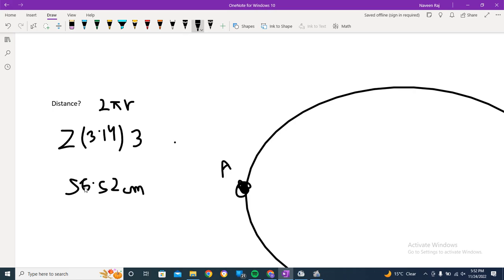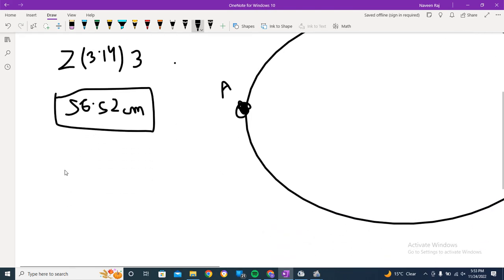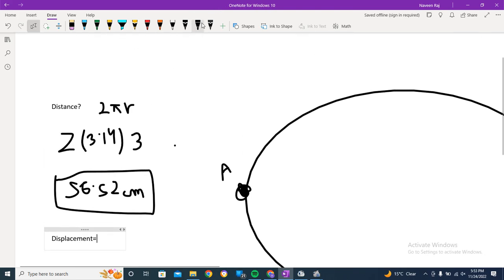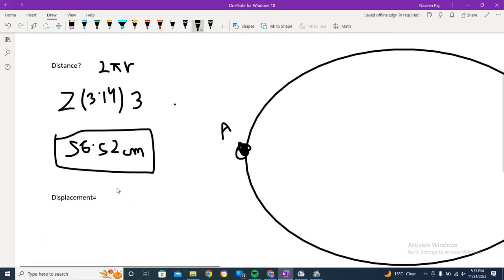Now this is the distance, remember this. Now what about the displacement? What do you think the displacement would be equal to? Is there any formula to find it out? I do hope that you have guessed the answer. The displacement in this case would be equal to 0. Now what is the reason behind that?